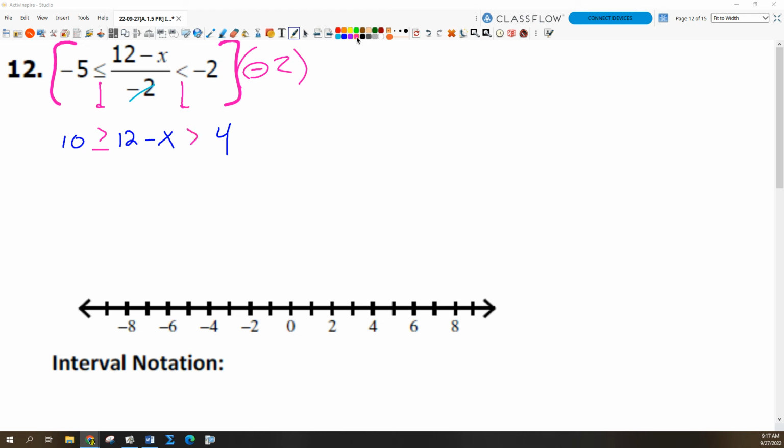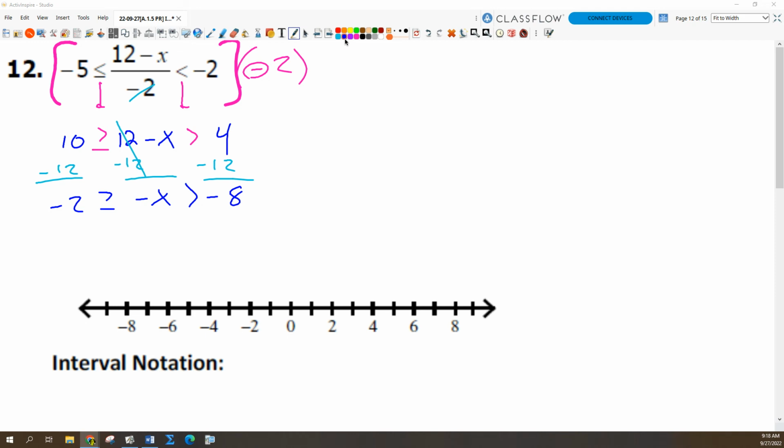Okay, Arson, what's next to get that x by itself? Subtract 12. Okay. Good, so those guys go away. Good, we get to cancel something in the x part, don't we? 10 minus 12 is -2. The 12s cancel, so I get a negative x, and 4 minus 12 is -8. Okay, last step.